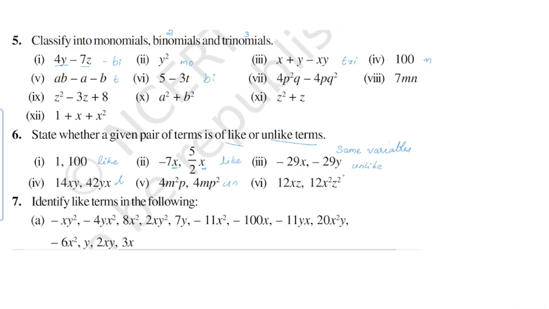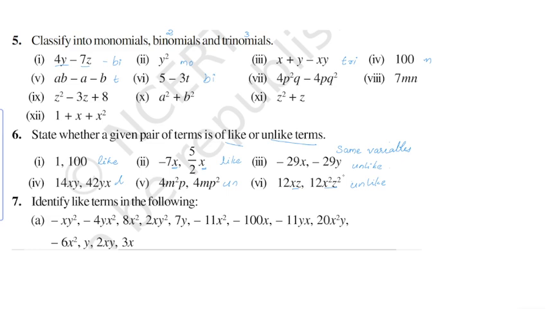Next question, 12xz and 12x square z square. By seeing itself, we can see that this is unlike, because for the first term we are having xz as the variable, and for the second term we are having x square z square as the variable, right? So this is an unlike term. Okay, done.